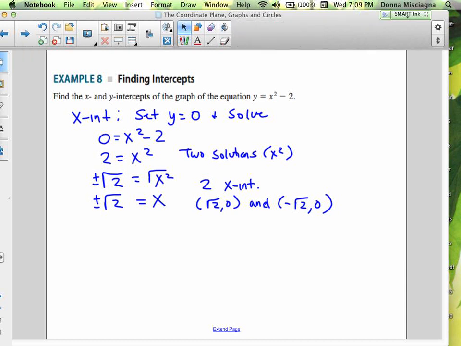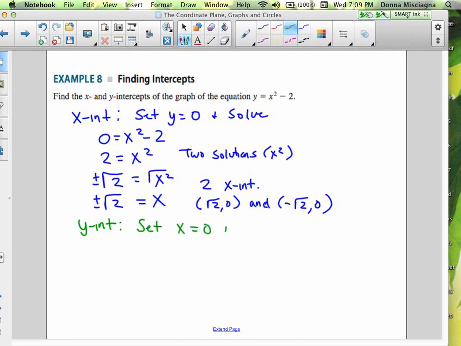How about the y-intercept? All right, now we want to set x equal to 0 and solve. And actually, in this case, since y is isolated, we're really just going to simplify. It's not really a solve. All right, so this would be y equals 0 squared minus 2, so y is negative 2.